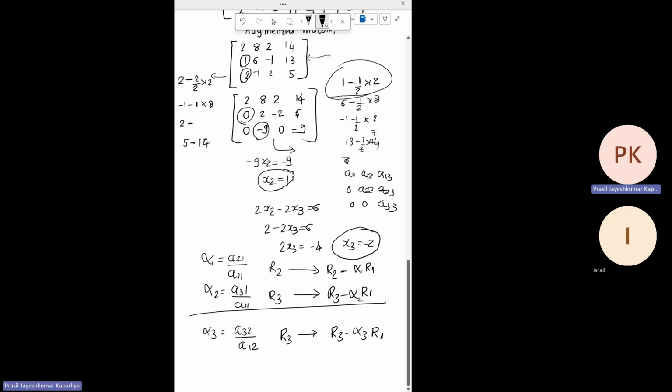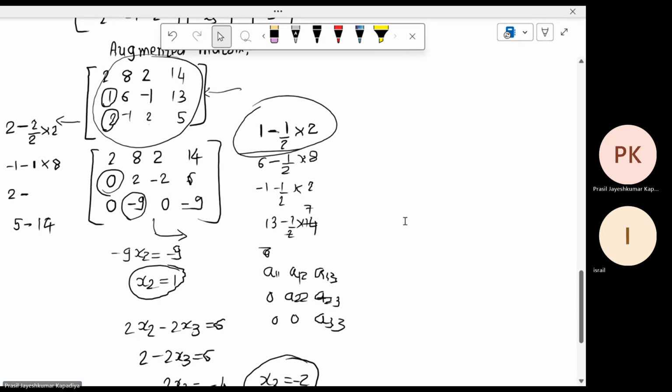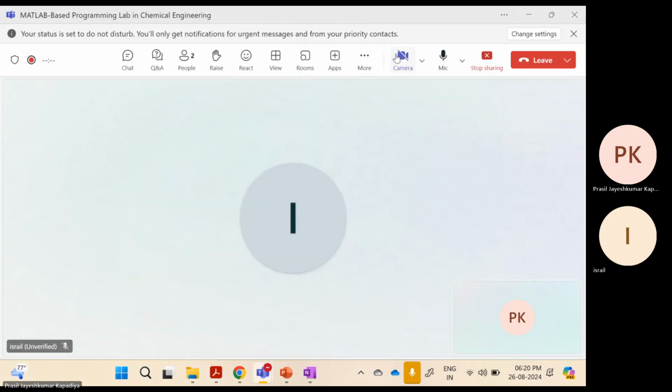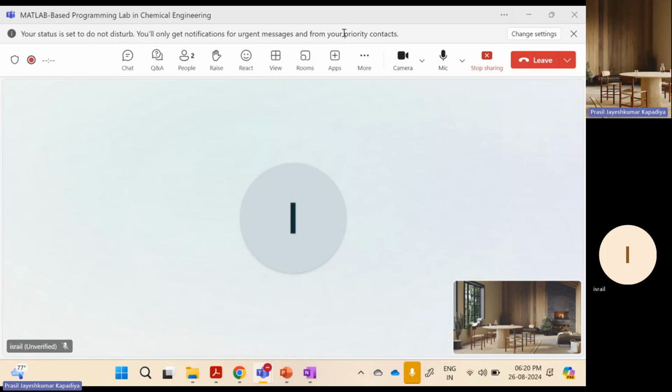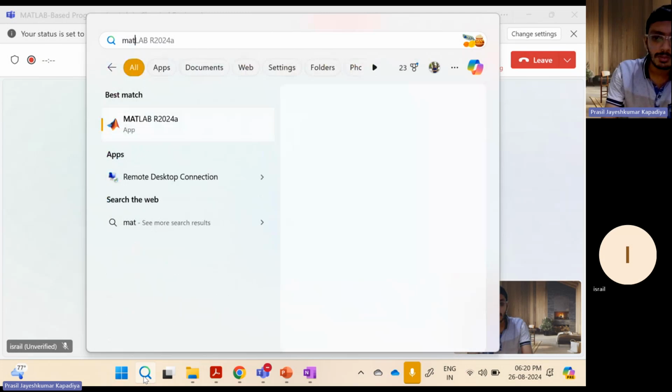Okay, so this is how we can solve our equation using Gauss elimination method. So let's take this same example in MATLAB, and let's try to write down a code for Gauss elimination method. I hope this method is clear. So I will just open my MATLAB.